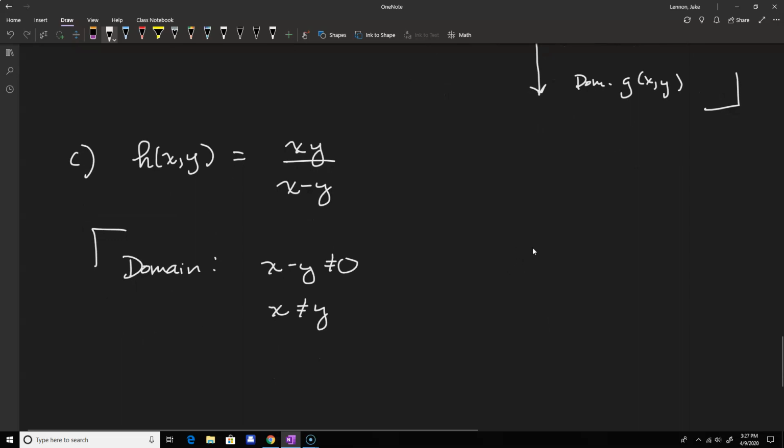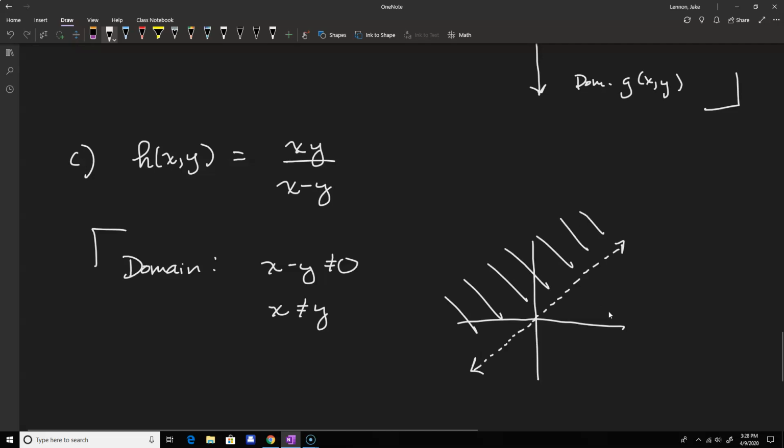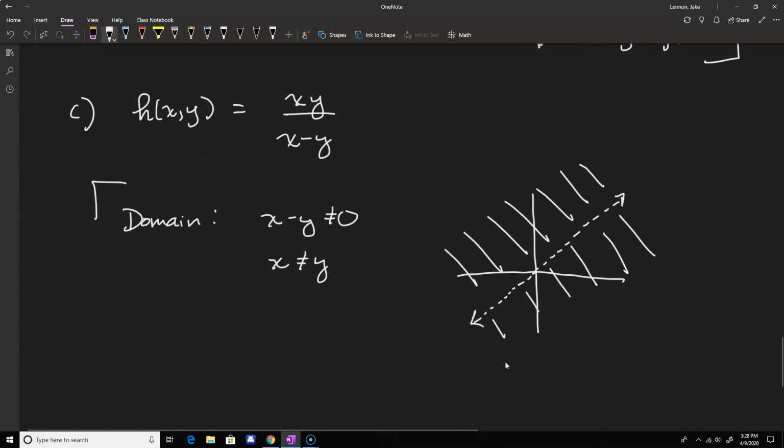So basically, if you would graph that, x equals y is the 45-degree line through the origin. So we're going to dot that. And basically, any ordered pair would work except for ones on the dotted line. So we would shade the entire space besides that dotted line, and that's going to be our domain here. So this is the domain of h of x, y.